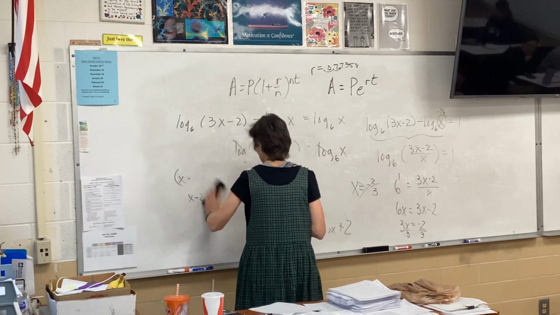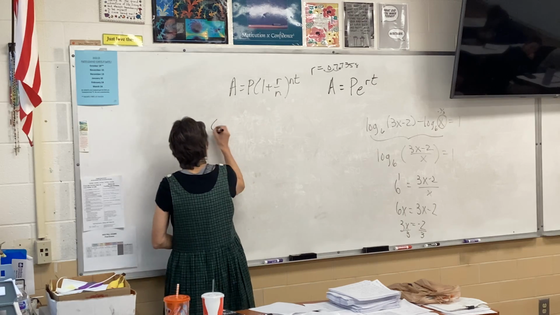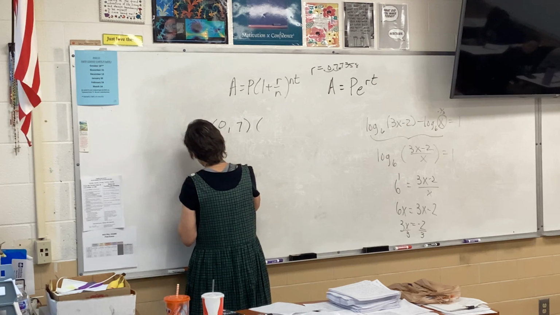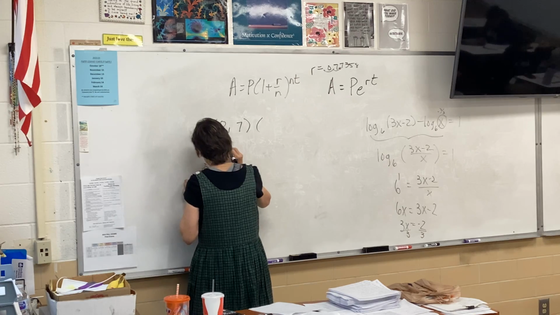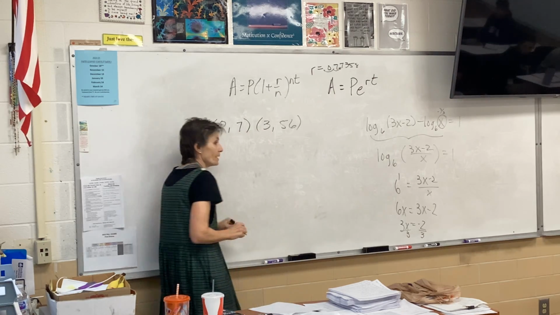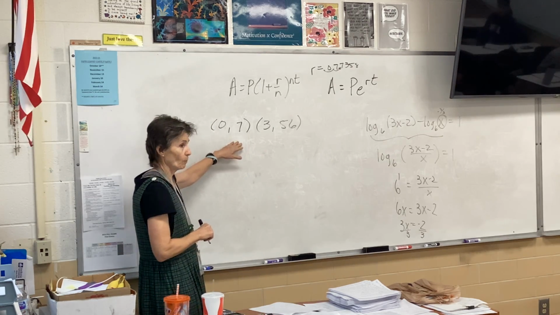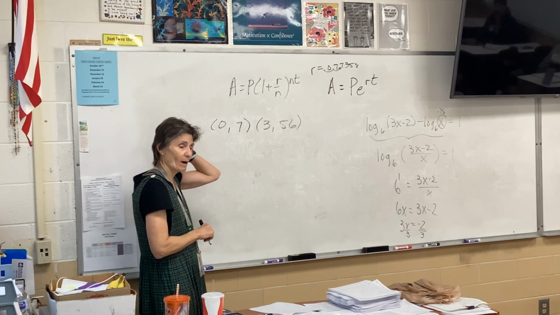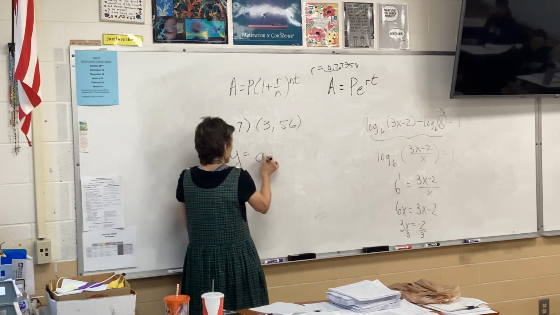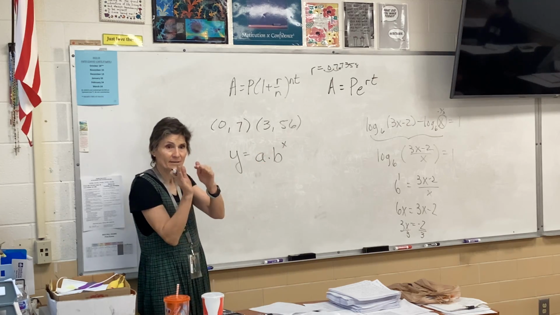So, she wants to write an equation of an exponential function given a couple of points. So let's take the point (0, 7), and I gotta plan this or it will be a disaster. And (3, 56). Okay, so we're gonna write the equation of the exponential function given these 2 points. So please start by writing down what does an exponential function look like. y equals a times b to the x. That's an exponential. Your job is to find a and b.